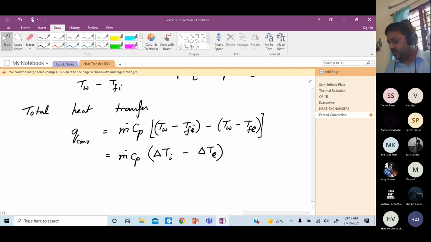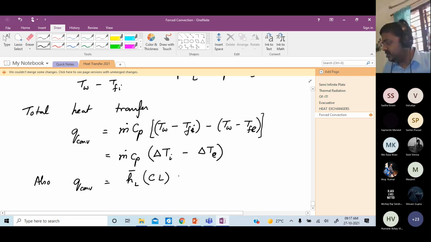Also, Q convection is h bar L, the average heat transfer coefficient, times C times L, which is the area, times some mean temperature difference.